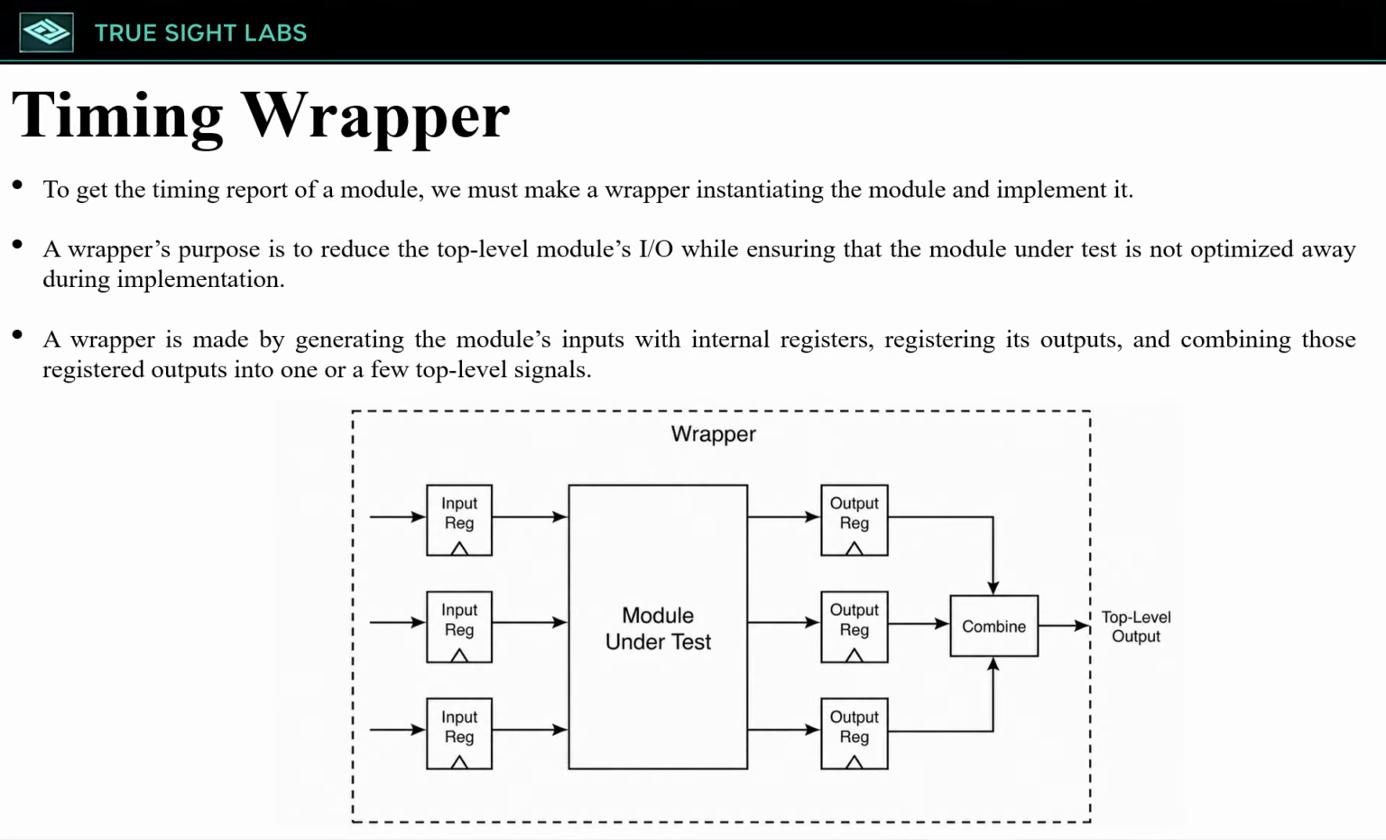To get the timing report of a module, we must make a wrapper instantiating the module and implement it. A wrapper's purpose is to reduce the top-level module's I/O while ensuring that the module under test is not optimized away during implementation. A wrapper is made by generating the module's inputs with internal registers, registering its outputs, and combining those registered outputs into one or a few top-level signals. The figure below shows the basic structure of a timing wrapper.